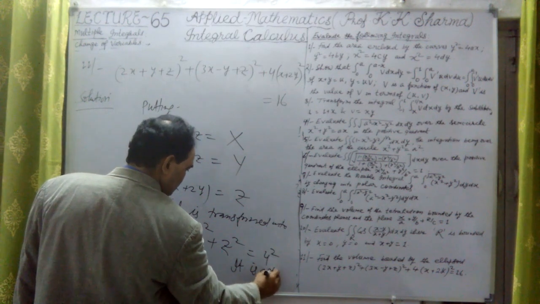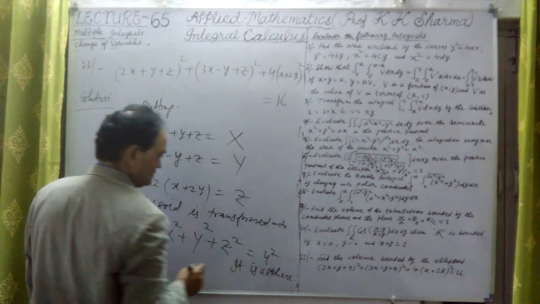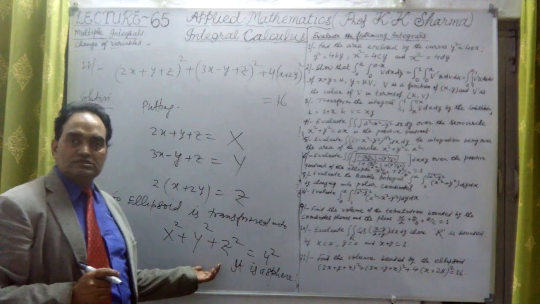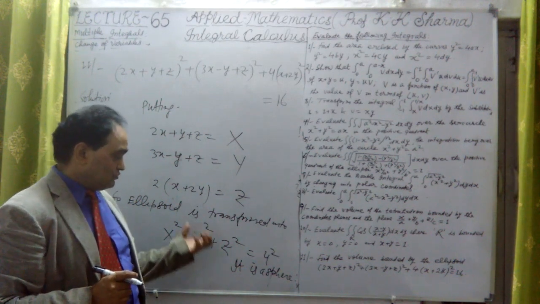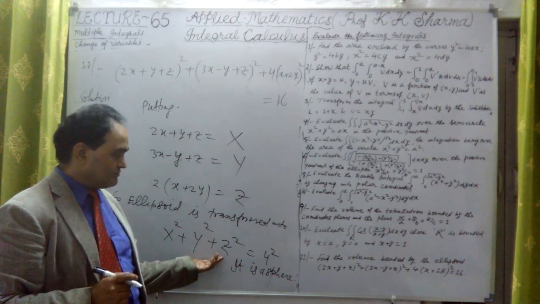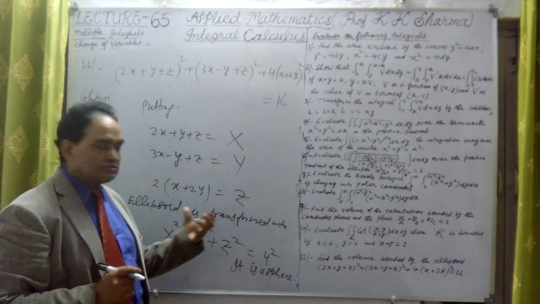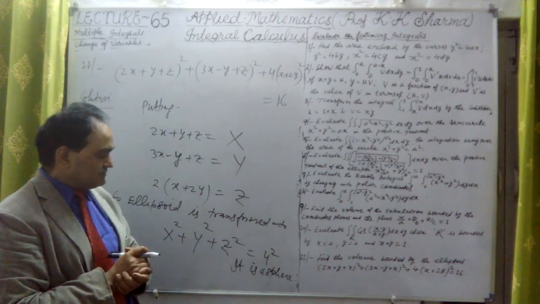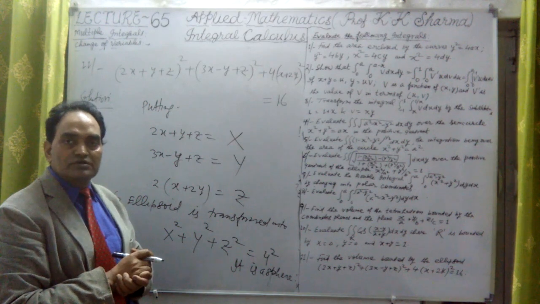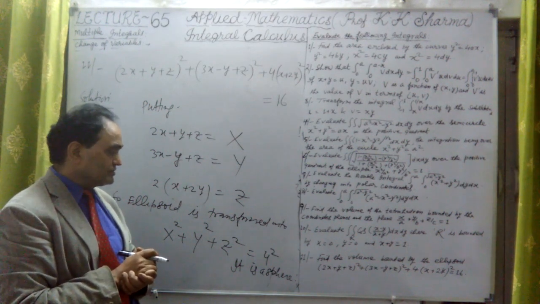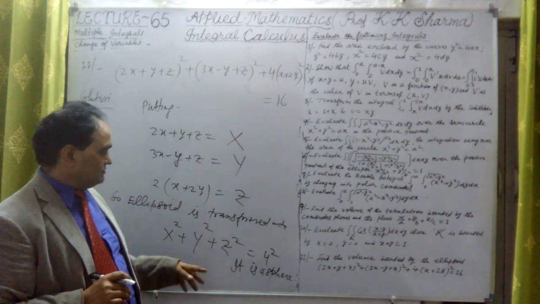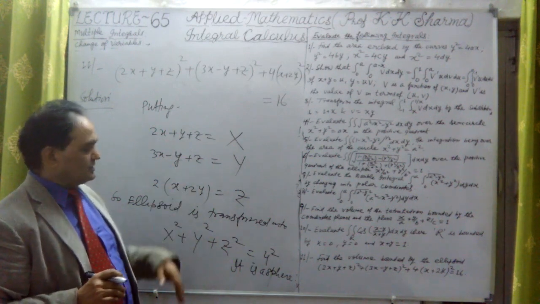It is converted into a sphere. Now we have to change this. Now we have to integrate this sphere by converting this into spherical polar coordinates. What are the spherical polar coordinates? Let me talk about that, and then we find out what is del z upon del x and this.